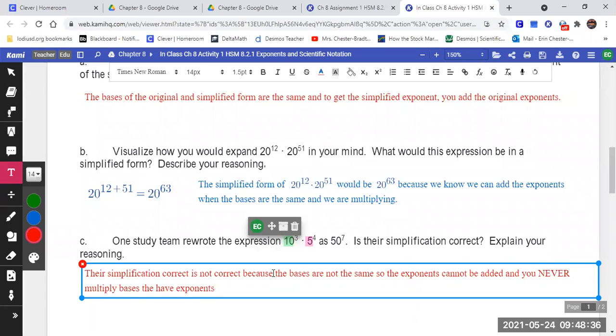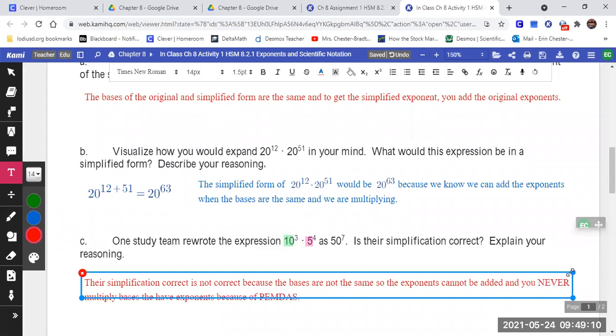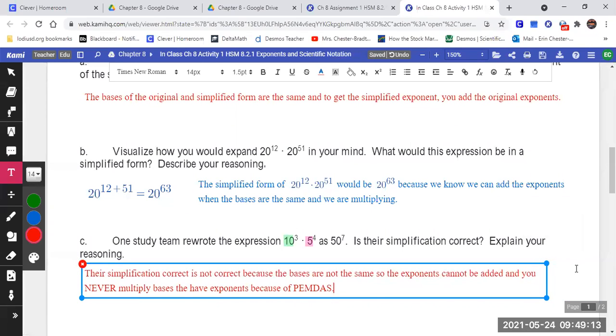Okay, so we never do that 10 times 5. If it has an exponent, we have to remember PEMDAS. We have to do the exponent first. The exponent would happen before the multiply, because the E comes before the M. So we can't do the multiply 10 times 5. And we can't add the exponents because the bases were not the same. All right, so that was a double thing that they did wrong there. Do we get it?